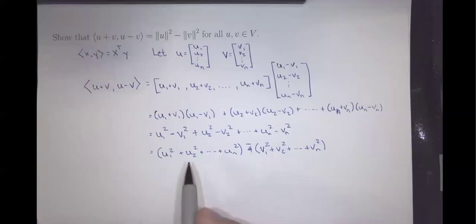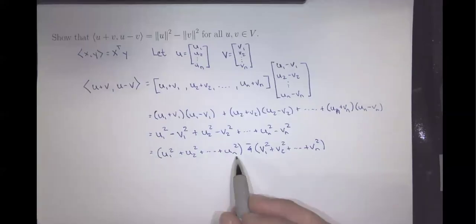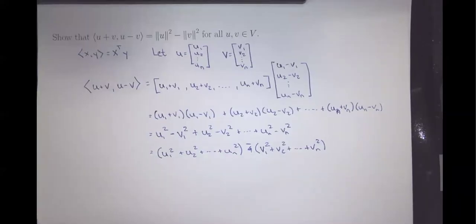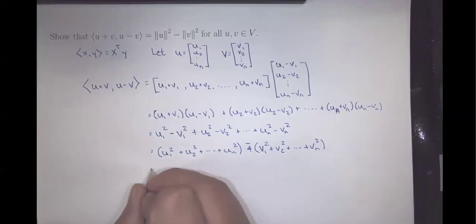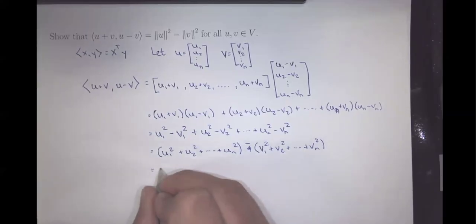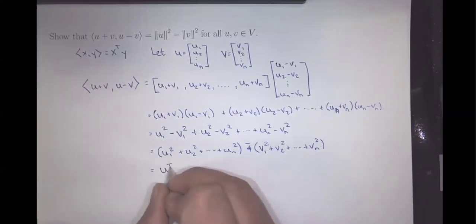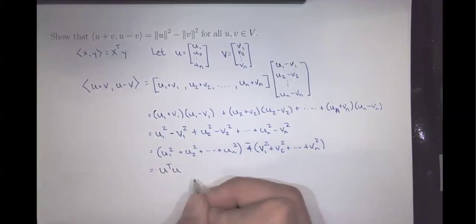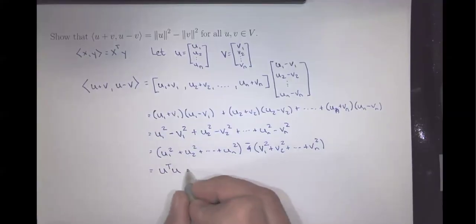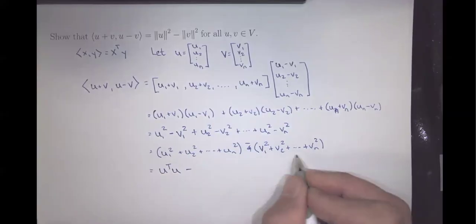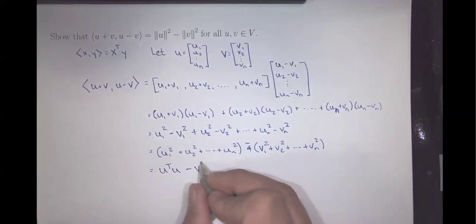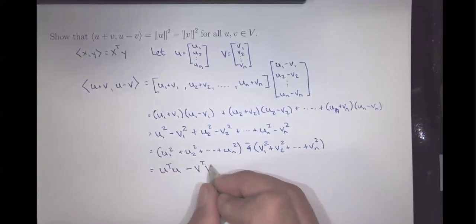Now, this looks a lot like the dot product for u dot u. So this is u transpose times u, so the dot product for u, minus the same thing here. This is the dot product for v, so v transpose v.